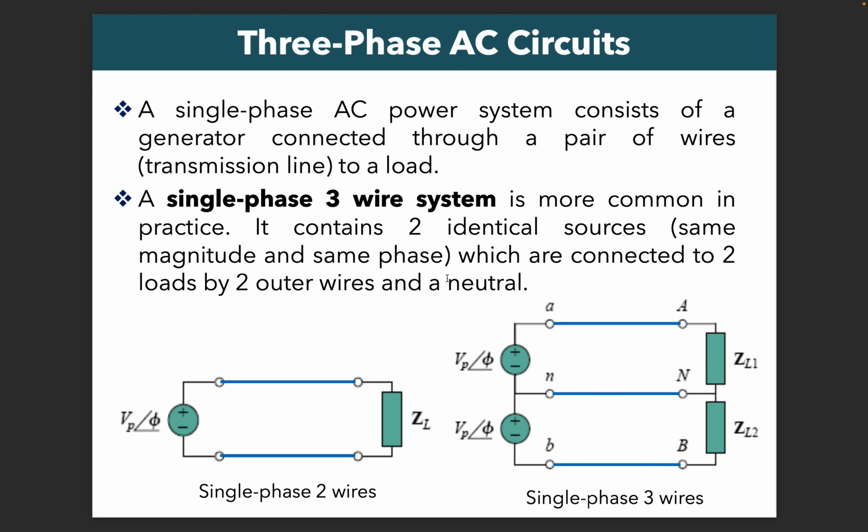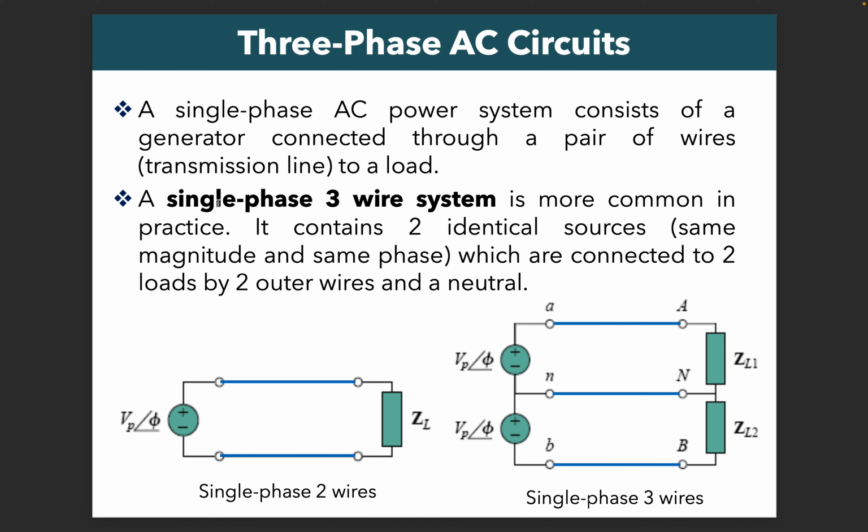So, three-phase AC circuits. We have single-phase and three-phase types of circuit. A single-phase AC power system consists of a generator connected through a pair of wires, known as a transmission line, to a load. That's a single-phase 2-wire system.